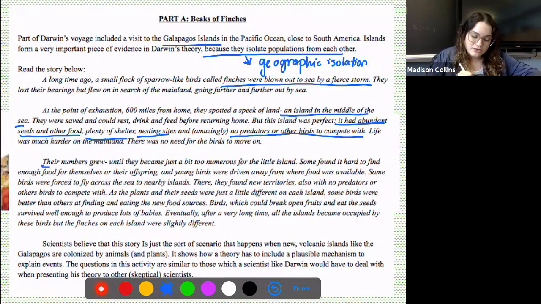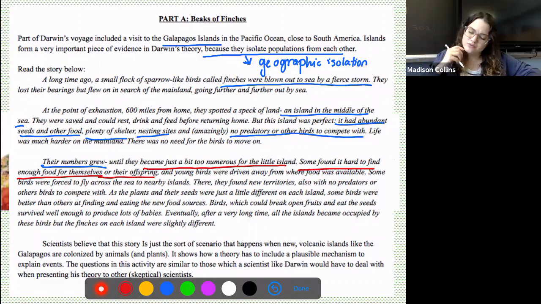So their numbers grew until they became just a bit too numerous for the little island. Some found it hard to find enough food for themselves or their offspring. And young birds were driven away from where food was available. Some birds were forced to fly across the sea to nearby islands. There they found new territories, also with no predators or other birds to compete with.